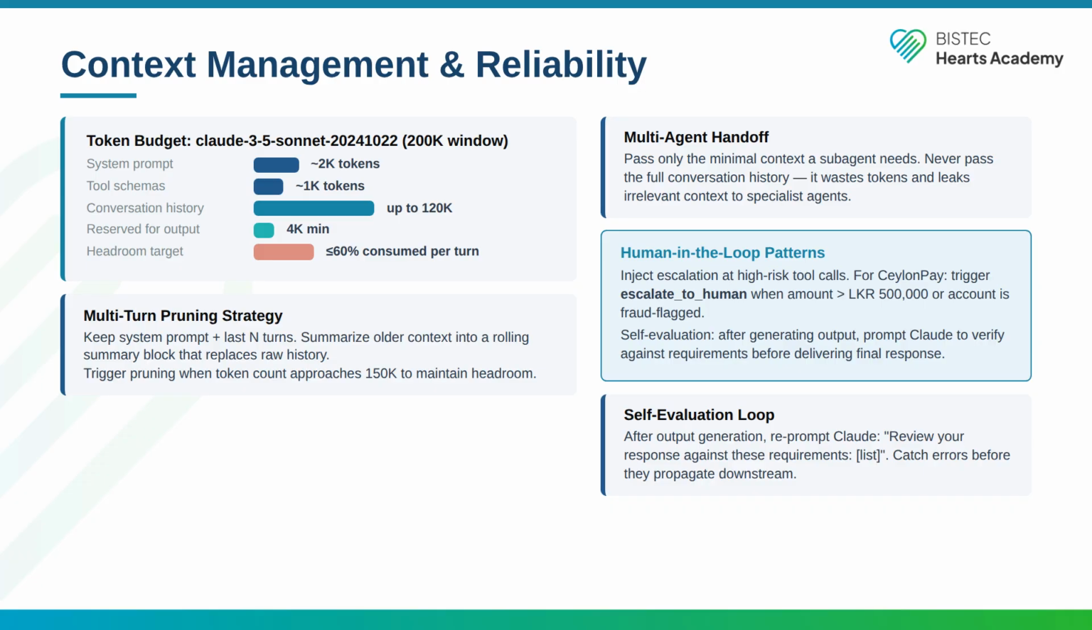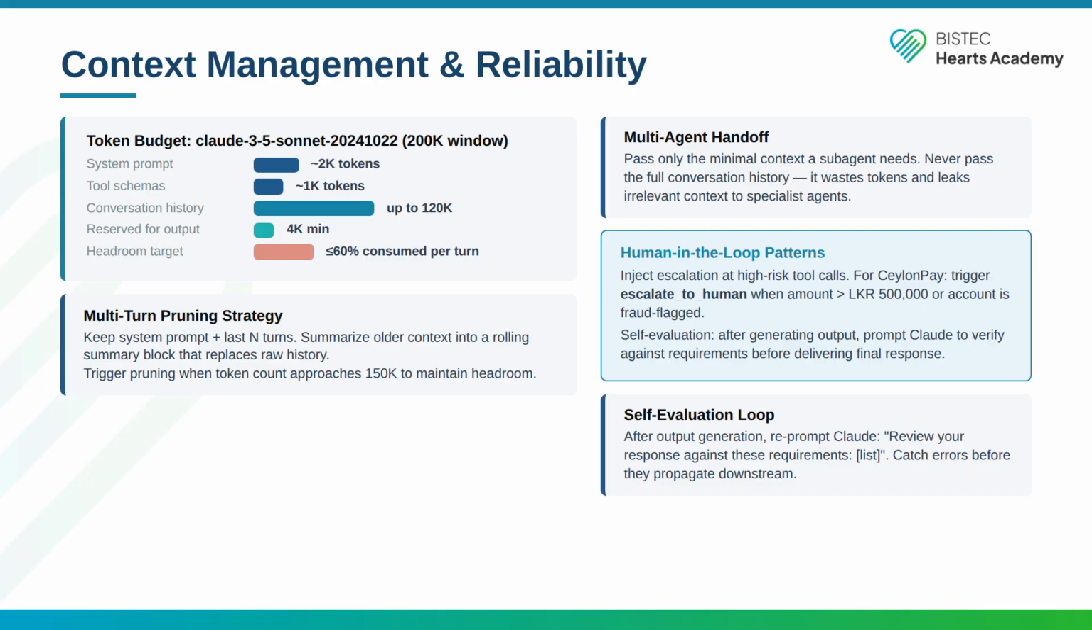Human-in-the-loop escalation for SalonPay is a hard business rule, not a suggestion. Any refund above LKR 500,000 or any fraud-flagged account must trigger escalate_to_human. This check is implemented as a pre-execution guard in the orchestrator's lifecycle hook before the tool call is made.